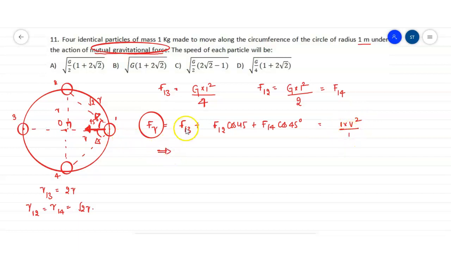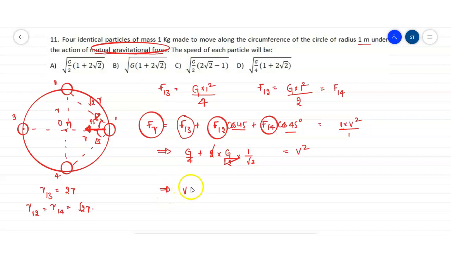Now just substitute the values here. F13 we have already calculated, that is G by 4, plus F12 and F14 are the same, and cos 45 is also the same. So I am writing it as 2 times F12, which is G by 2, into cos 45, that is 1 upon root 2. So this 2 will get cancelled out and this will be equal to v square. Now take the square root on both sides. We will get v equals the square root of G by 4 plus G by root 2.